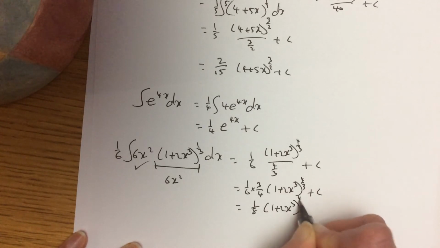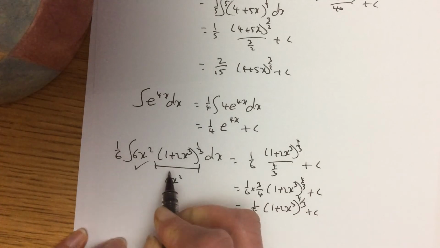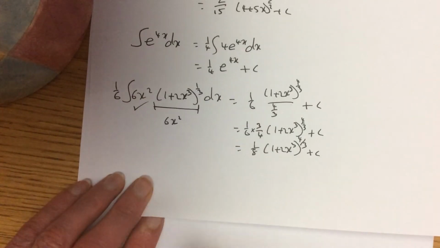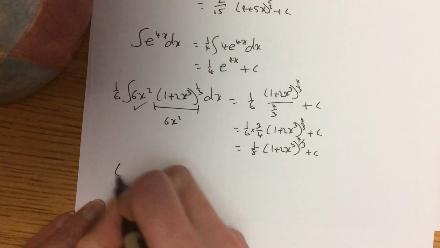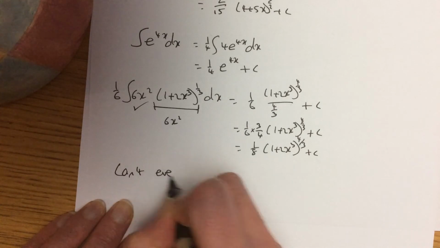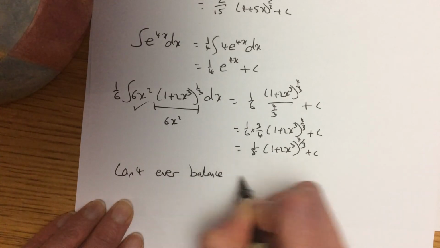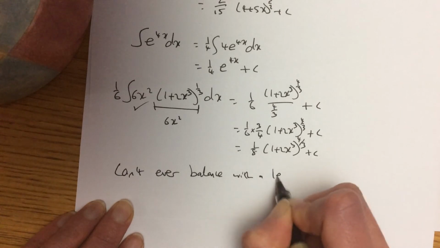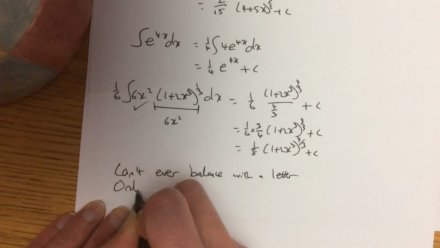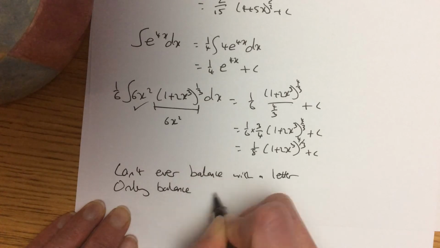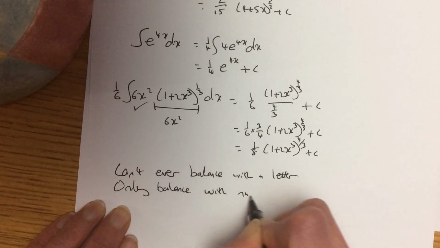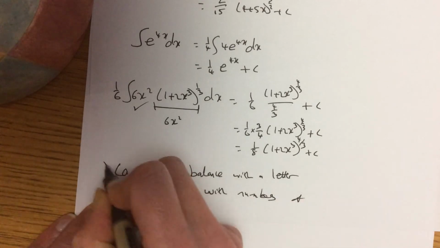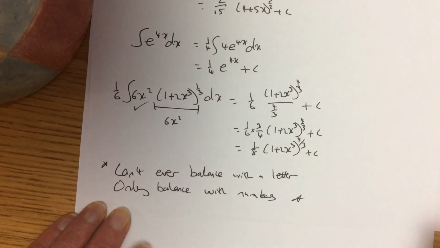Now, it's quite a good wee one. One thing I was going to say, could you write this down in your notes? You can't ever balance with a letter. Only balance with numbers. Very, very important. So make sure you've got that. Okay, let's see now how we're going to run through these. Example 7.